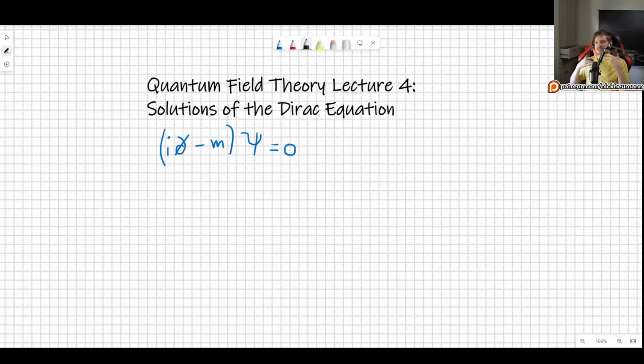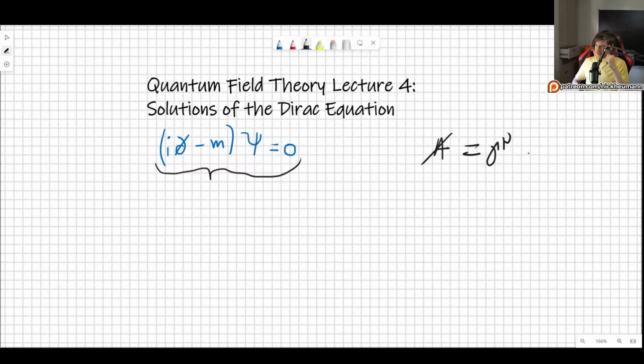Now we will begin studying the solutions of the Dirac equation, because what we had previously found is this expression right here, where this weird slash notation is simply going to be, if we have some A slash, this simply means gamma mu, the gamma matrices, d mu.